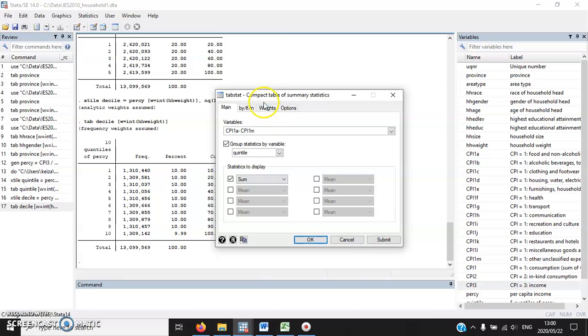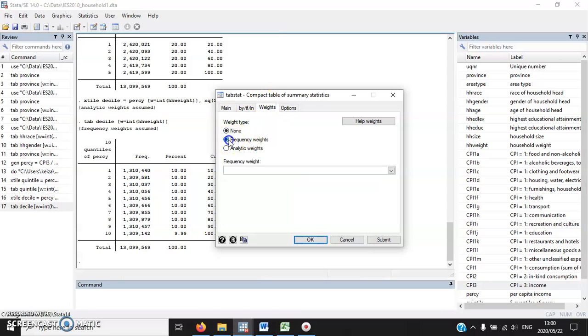And weight, this is the first time we type the weight here. Frequency weight, because we have to round off to integer. Okay, integer household weight, and then close round bracket. I leave it for another 10 seconds.